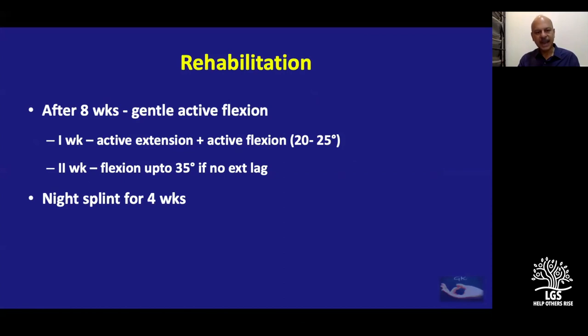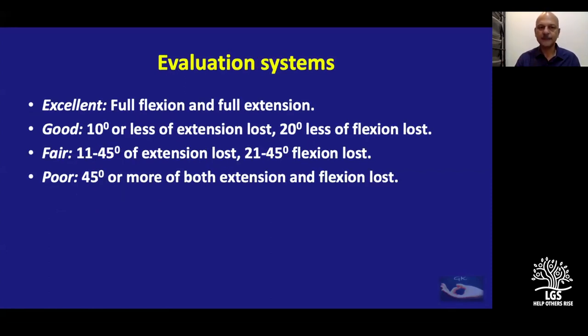For 1 week, active extension, active flexion. Second week, flexion up to 35 degrees if there is no extensor lag. But the night splint should be continued for 4 weeks. It is up to 2 to 3 weeks, but it is safe to continue for 4 weeks because we want to make sure that there is a very minimal extensor lag.